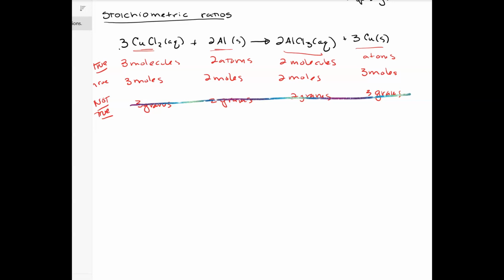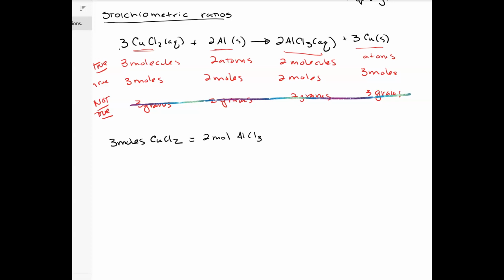And we're going to use the second one to define what we call stoichiometric ratios. That is to say, we have a bunch of equivalents. We can say that 3 moles of copper 2 chloride equal, it's sort of a stretch to say equal, but in our way of writing equivalence and getting conversion factors, we could say that 3 moles of copper 2 chloride equals 2 moles of aluminum chloride.